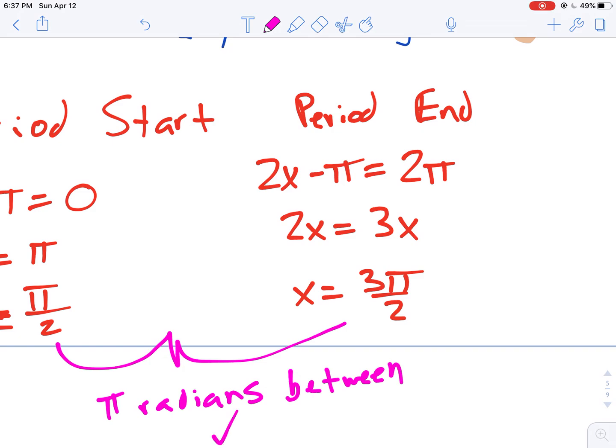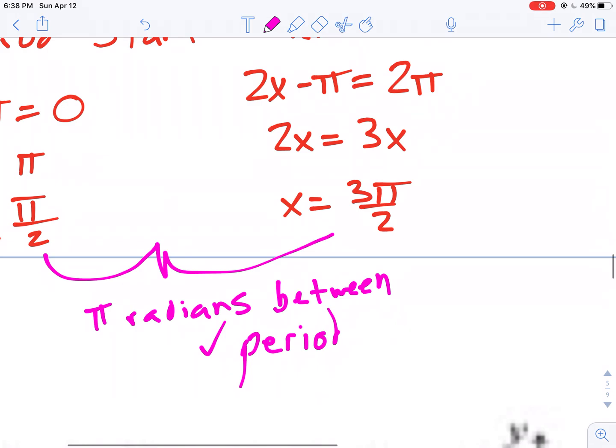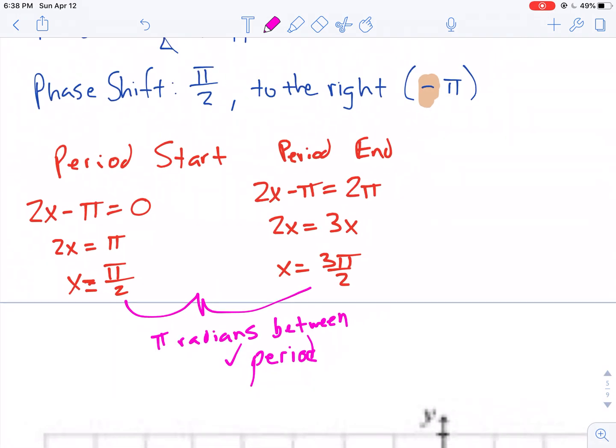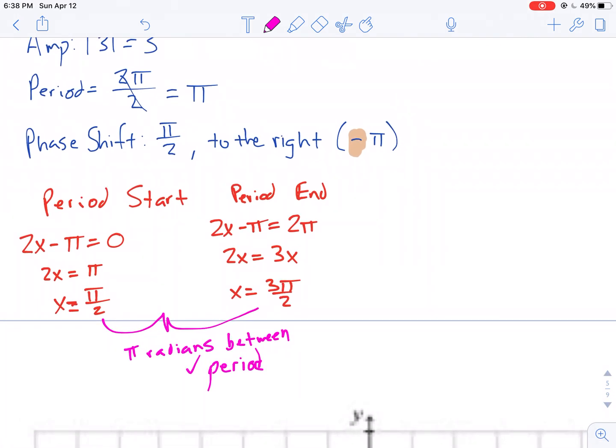So that checks with the period. My period is pi. I have a period that starts at pi over 2. It ends at 3 pi over 2. I can just go through and think of it that way. Wonderful. I've done that. I'm happy with that.